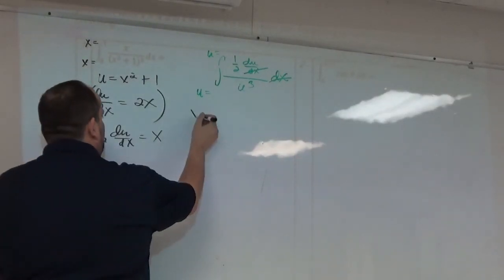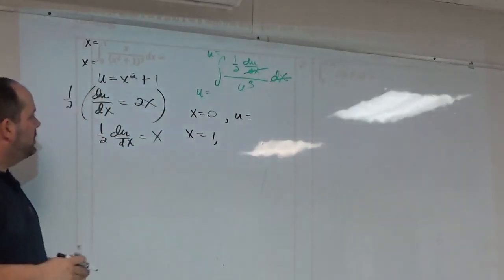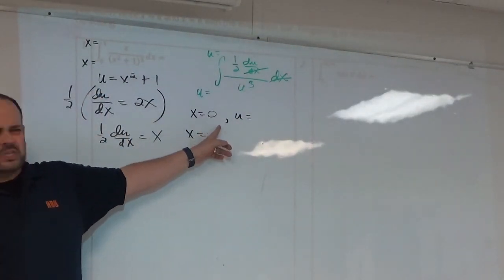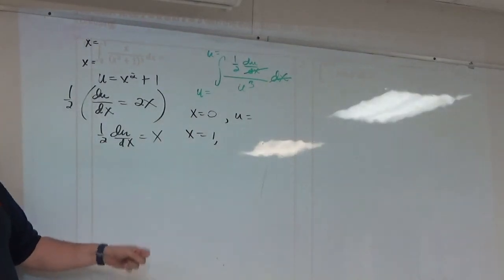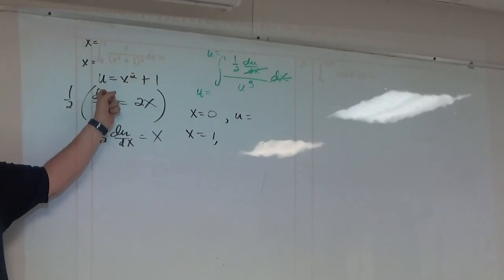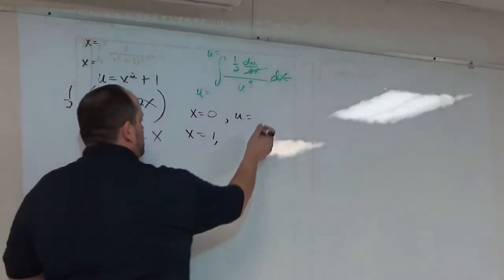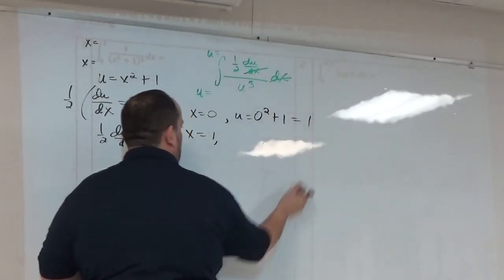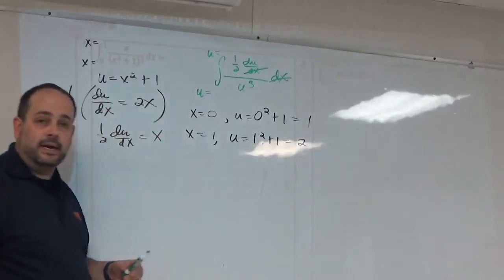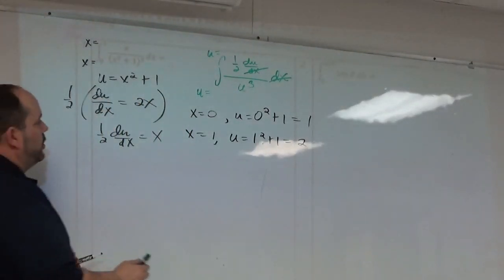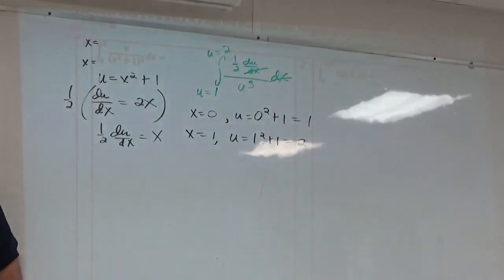Well, x was equal to 0. What's the u value? If x is equal to 0, what's u? Not 0. 1. It's 1, because we've established a connection that u is really the same as x squared plus 1. So u is 0 squared plus 1, we get 1. Down here, u is 1 squared plus 1, and you're going to get 2. Your new limits of integration are u equals 1 to u equals 2.